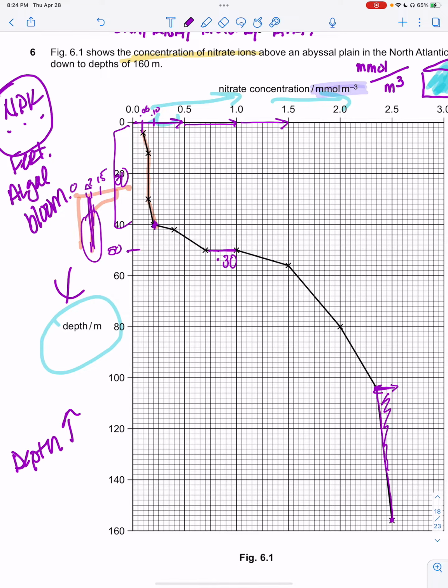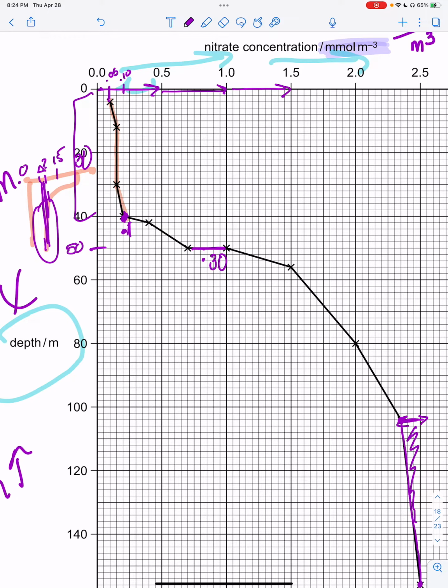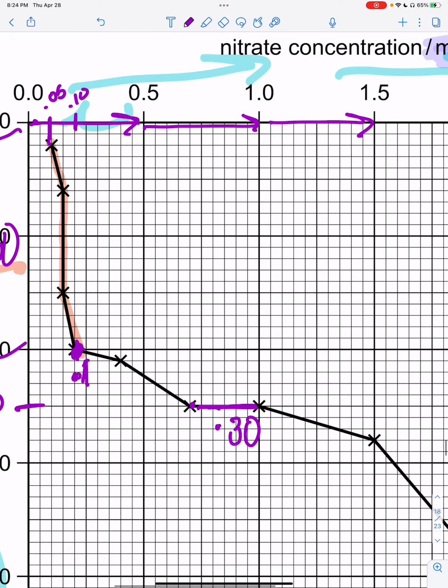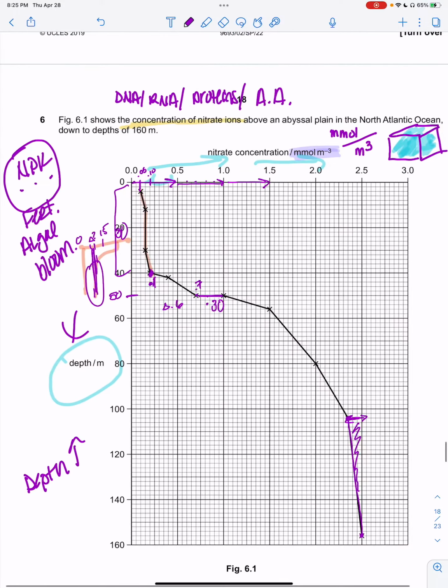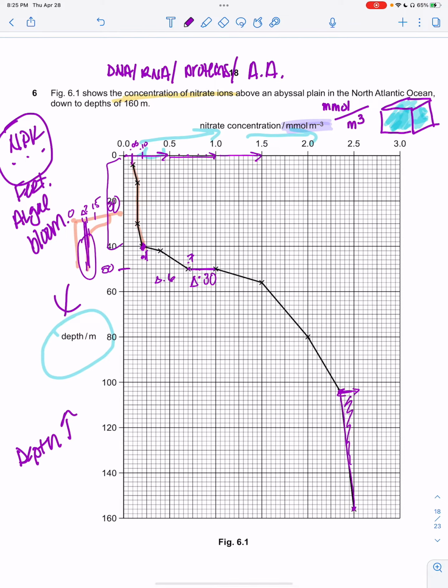Right here, we're at 0.1, and that's counting by 0.05. So 0.6, 0.7, 0.8, 0.9. This is 0.7, so that's a change of 0.6. This one was a change of 0.3.